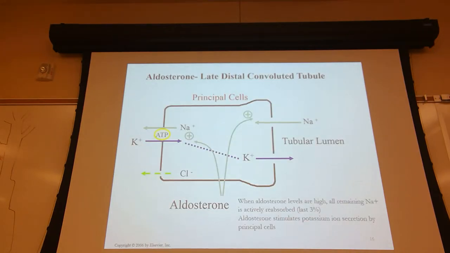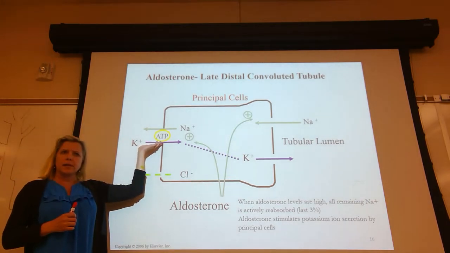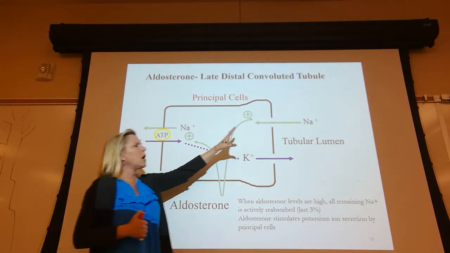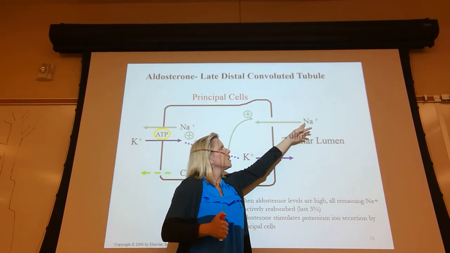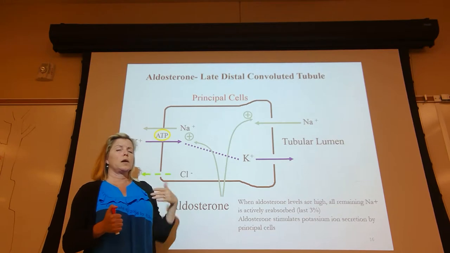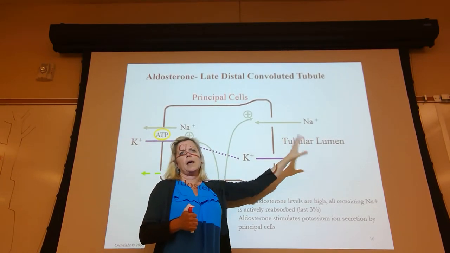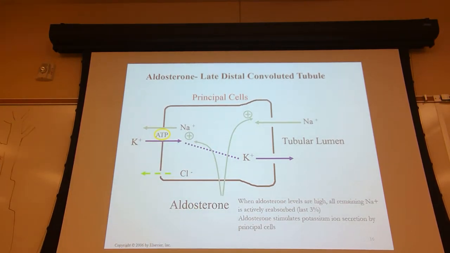So here are the principal cells. They respond to aldosterone. Aldosterone, you remember this, stimulates the sodium-potassium ATPase. Aldosterone also causes the apical side of the cells facing the filtrate to reabsorb more sodium, and water follows it. But it comes at a price. You must pay potassium. You must secrete potassium. So it reabsorbs sodium, secretes potassium, and water follows sodium.